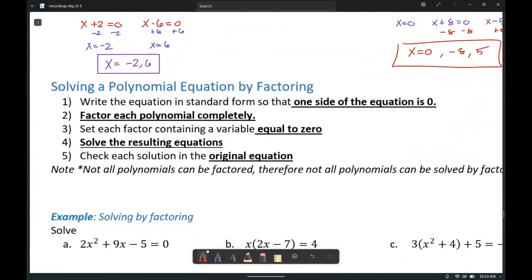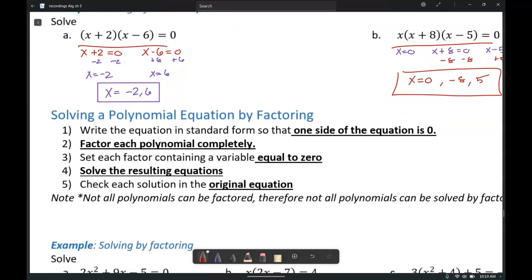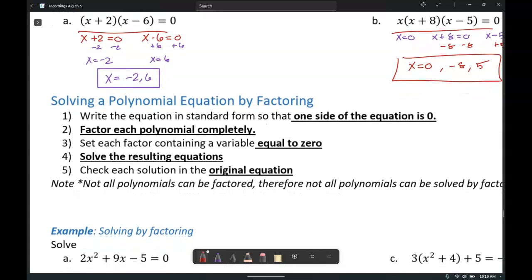So our general process is going to be this. If the polynomial is not already factored and set equal to 0, like what we have here, which is rarely going to be the case, but sometimes it is, we want to write the equation in standard form so that one side equals 0. Then we'll go ahead and factor the polynomial ourselves. Then every factor that contains a variable is going to be set equal to 0, and then we solve the resulting equations. It's always a good idea to check your solutions in the original equation as well.